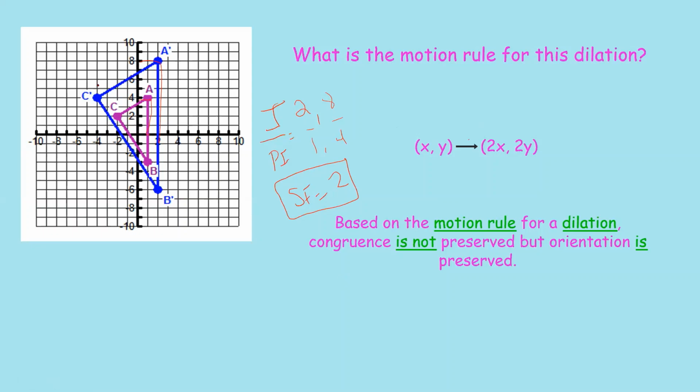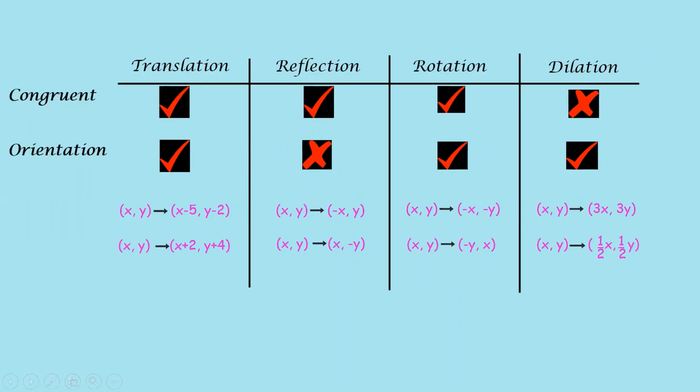Remember that if I move C to A prime to B prime, as well as C, A original to B original. So translation is congruent and it does preserve orientation. The rules are always adding, subtracting from X and Y's values. On reflection, reflection is the only one that does not preserve orientation, is still congruent, and you only have 2 rules for that transformation, which would be opposite of X, Y, and X, opposite of Y.